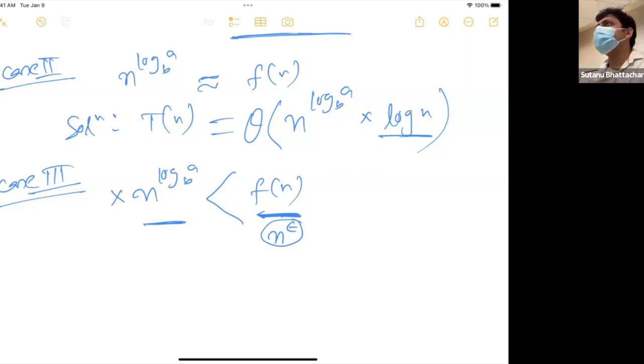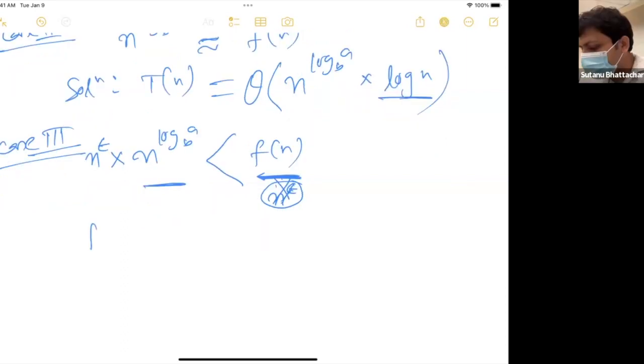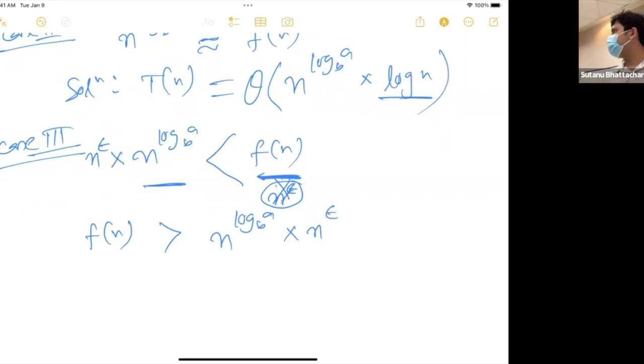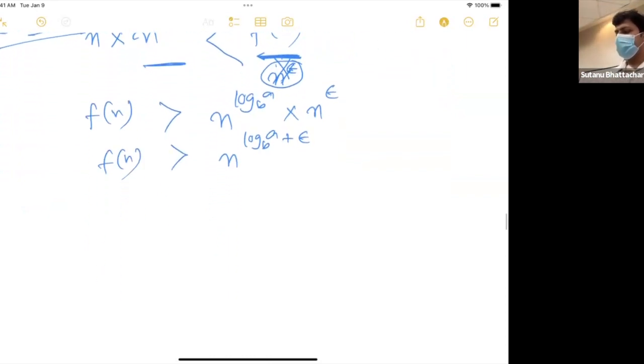What do you think? It is the same, right? So if we multiplied it with the left term, still Fn is larger than that part. That means Fn is greater than n to the power log a base b multiplied by n^epsilon, right? So similarly, we can write the right part this way, plus epsilon. Clear?